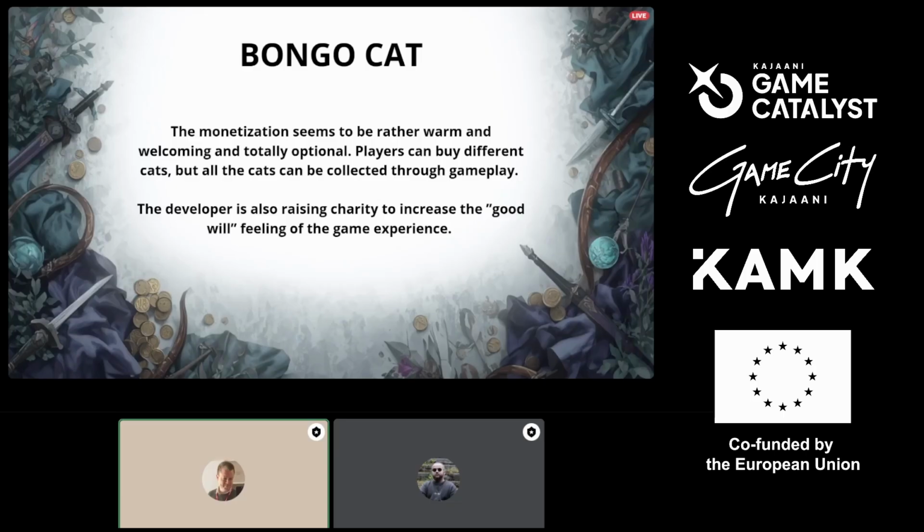How this monetization model converts to money, I don't know. I didn't dig into that. The reason is in the next slide or such.